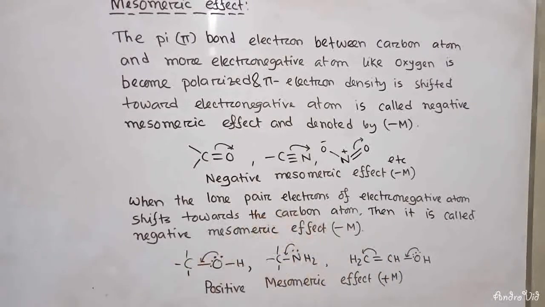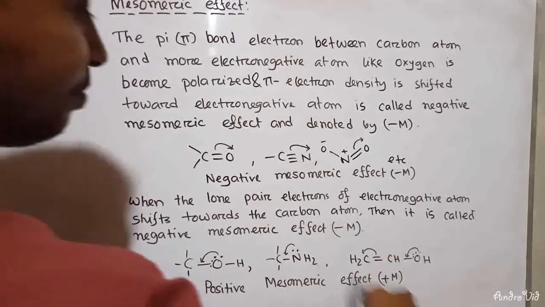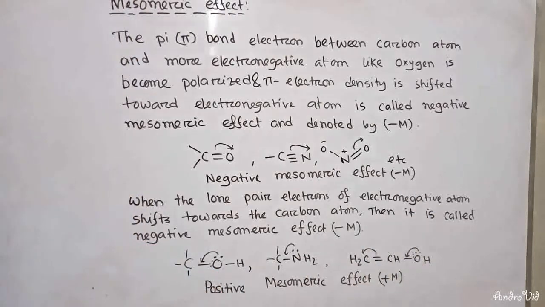Just consider this example. Here oxygen has two lone pairs of electrons. If this lone pair of electrons is shifted towards this carbon, then you will get a positive effect. This type of effect is the positive mesomeric effect. Here also nitrogen donates electrons towards this carbon, so this is another mesomeric effect example. And here also this is basically a conjugated system.